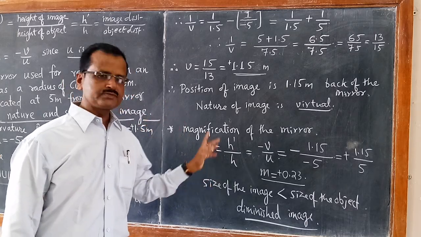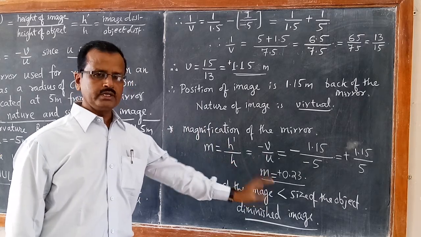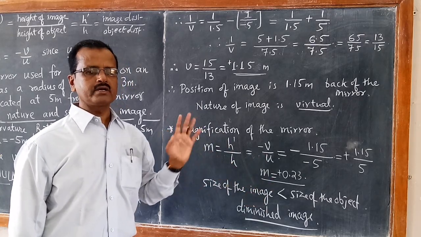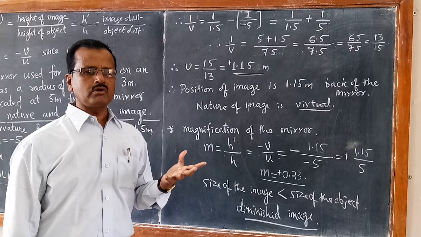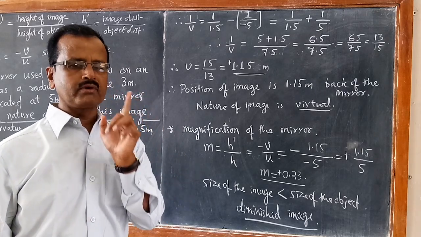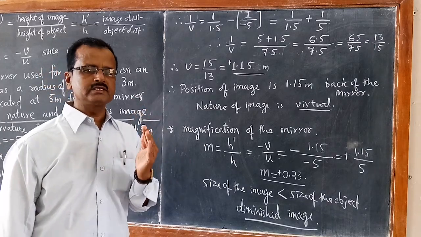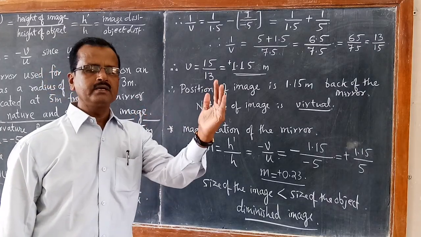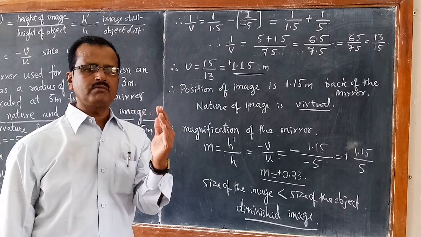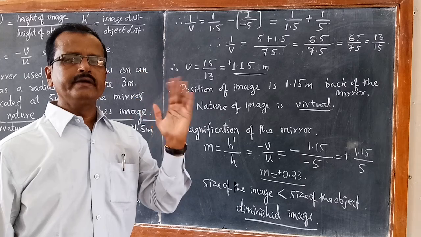So remember, very important fact, the magnification of convex mirror is positive, magnification of concave mirror is negative. Convex mirror always forms virtual image. Concave mirror, in almost all the cases, forms real image, but only for one particular position. That is, when the object is between F and P, the concave mirror forms the virtual image.